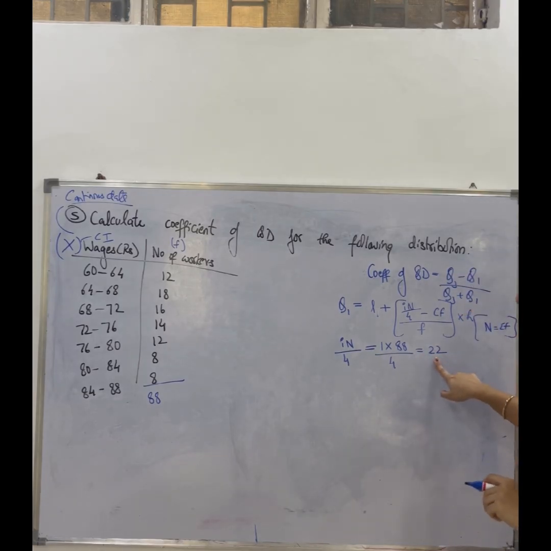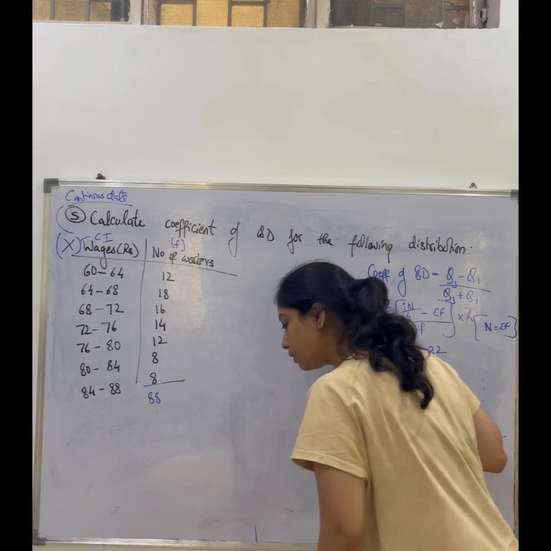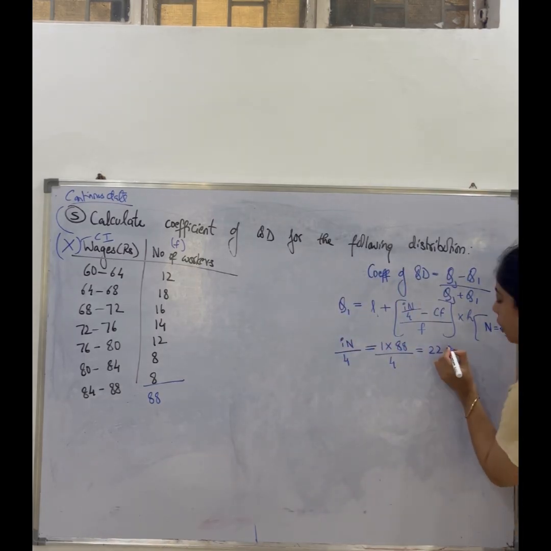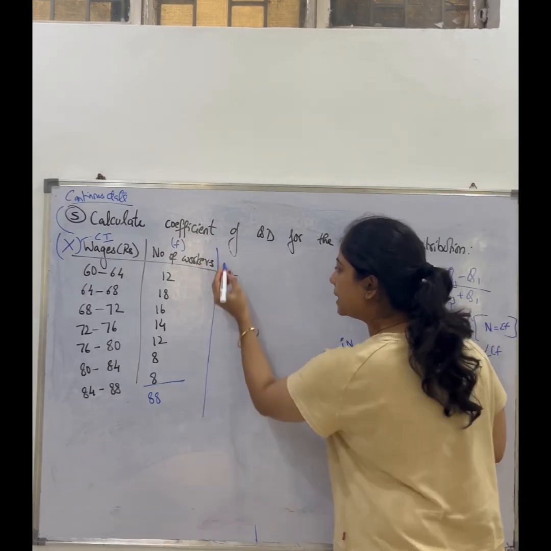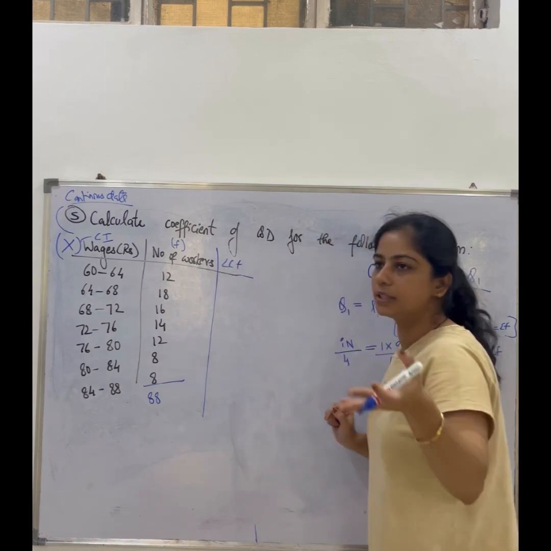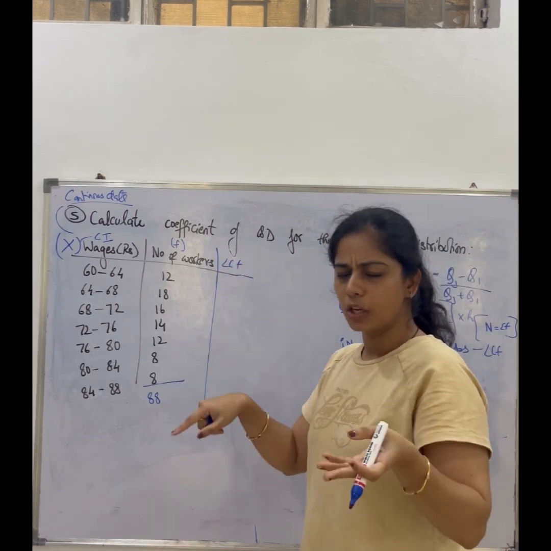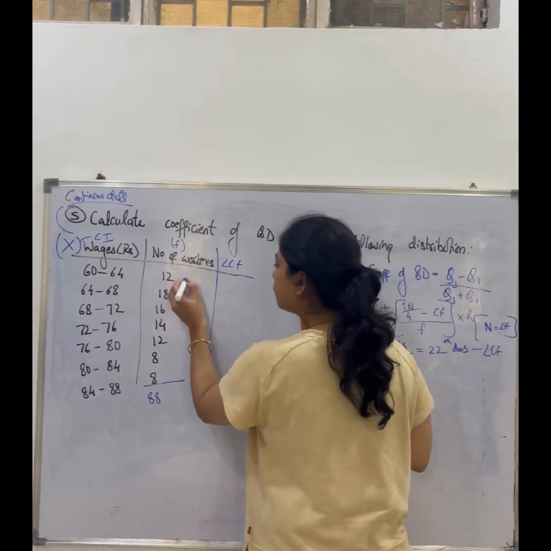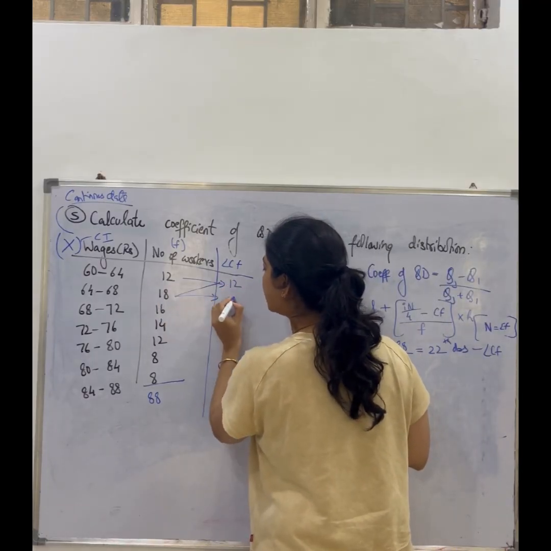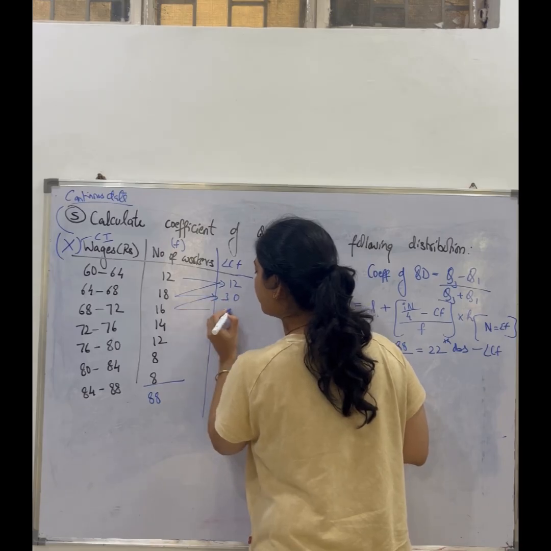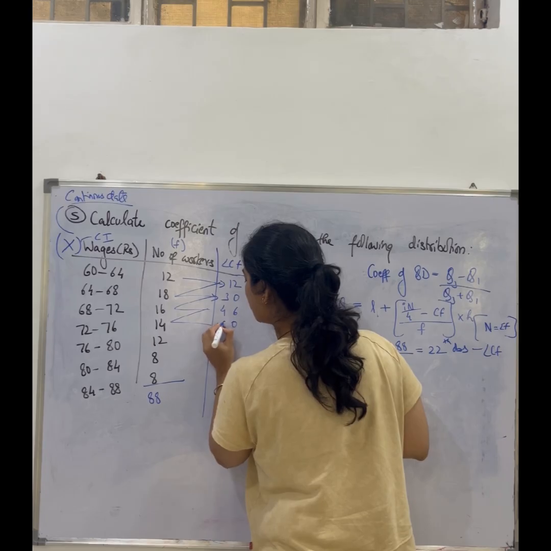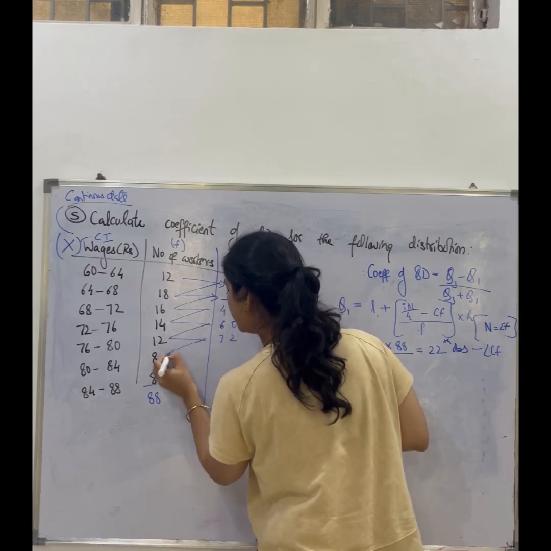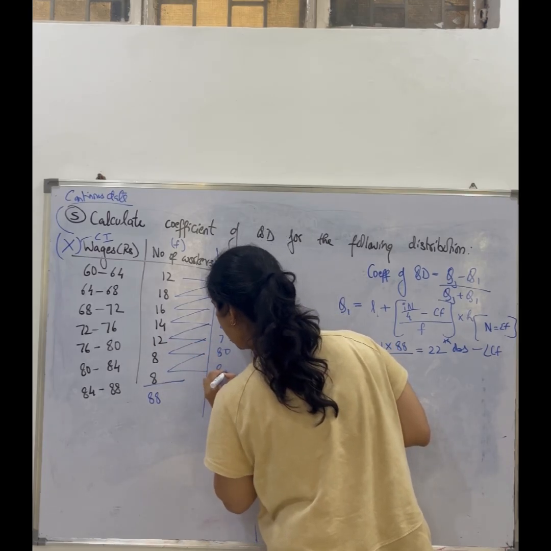Now what you need to do, you need to search this 22nd observation in your LCF column again. So for that, again we need to calculate your LCF column like how we did it in the previous question for your discrete data. So again the first value will remain the same. Next you keep on adding them. 36, 46, then it is 60, 72, 80 and 88.